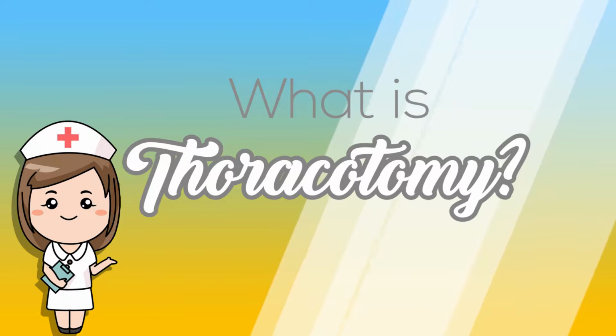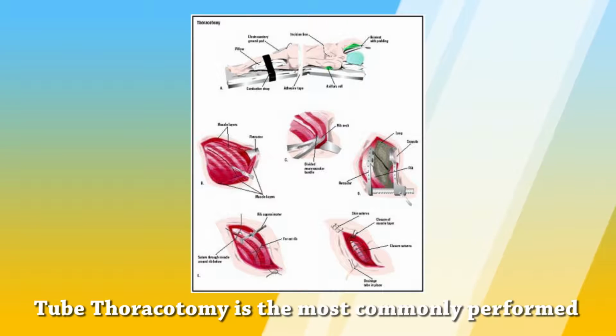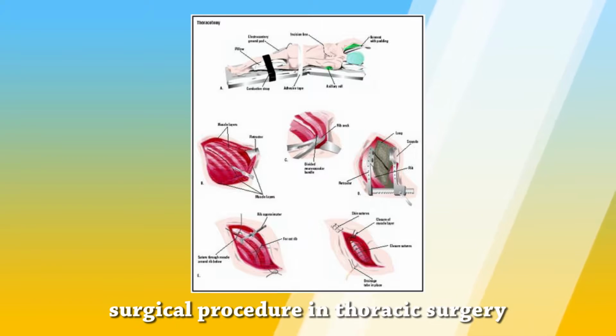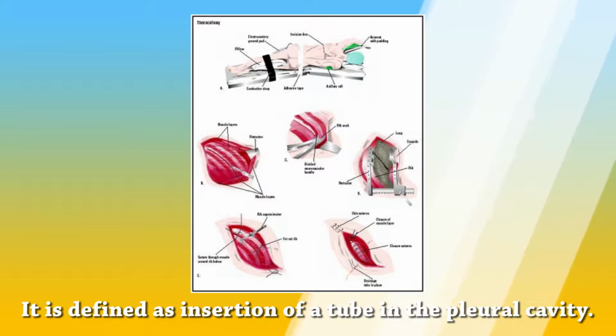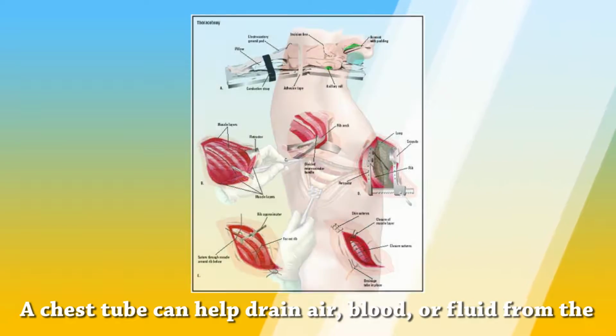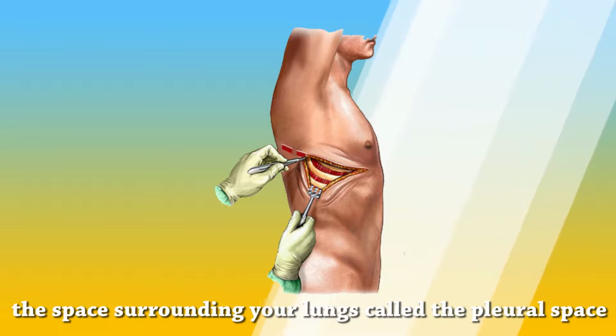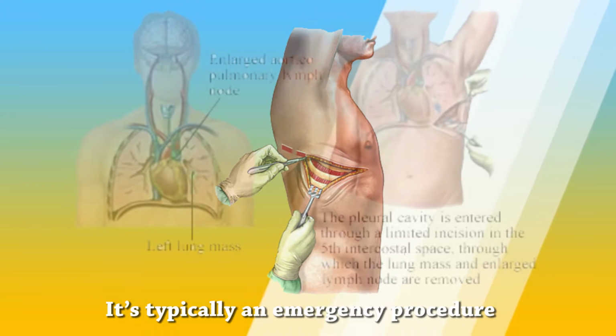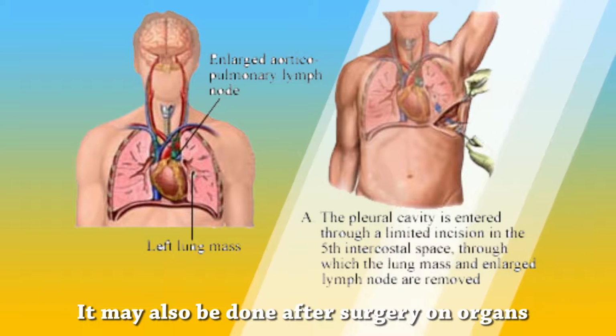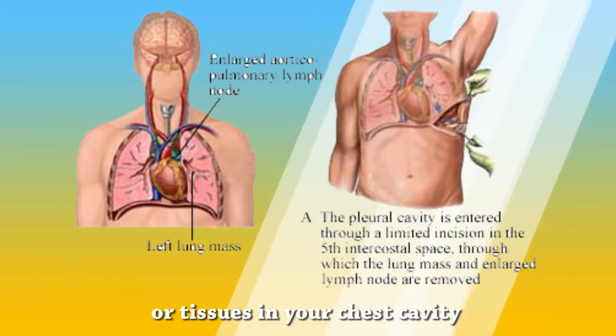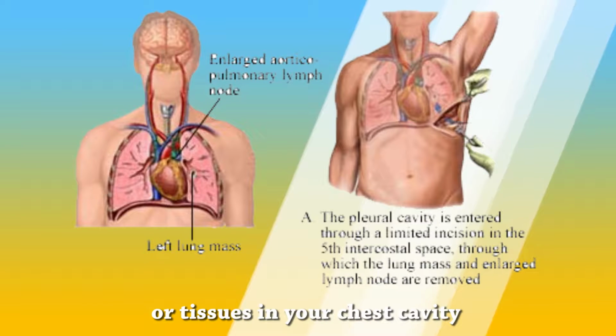What is tube thoracostomy? Tube thoracostomy is the most commonly performed surgical procedure in thoracic surgery. It is defined as insertion of a tube into the pleural cavity. A chest tube can help drain air, blood, or fluid from the space surrounding your lungs called the pleural space. It's typically an emergency procedure. It may also be done after surgery on organs or tissues in your chest cavity.